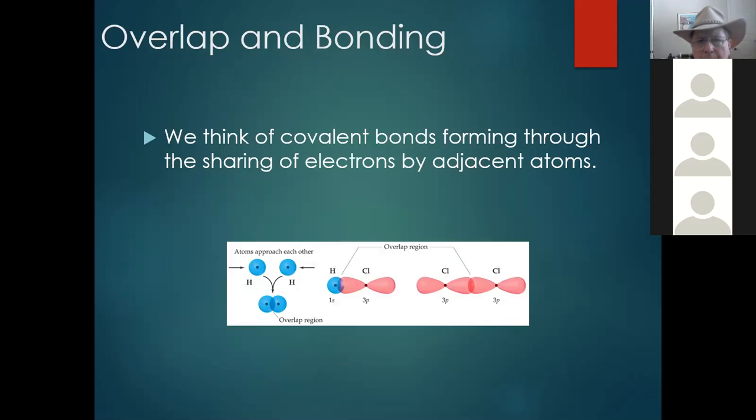Normally speaking, when we think of covalent bonds, we basically share the electrons of adjacent atoms. So in the HCl bond, straightforward, I get a sharing of these electrons. And because I'm getting a sharing of these electrons, I have a bond.